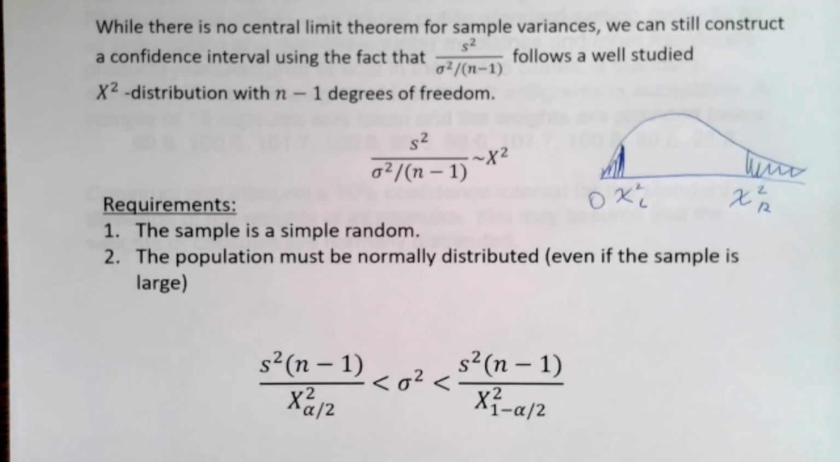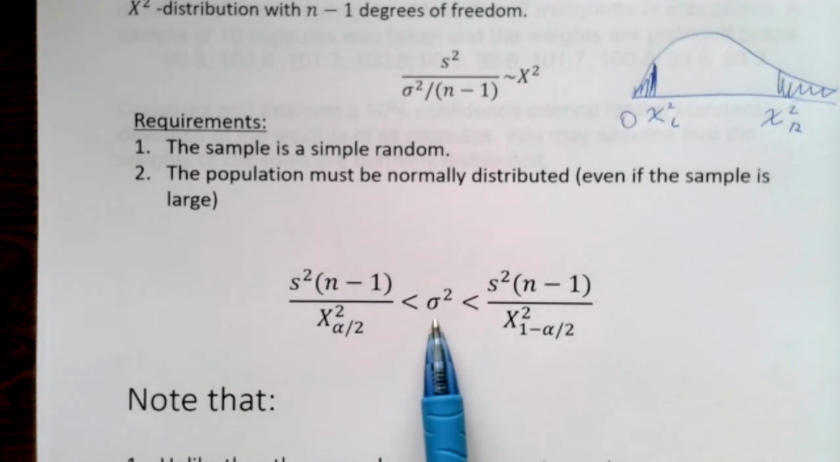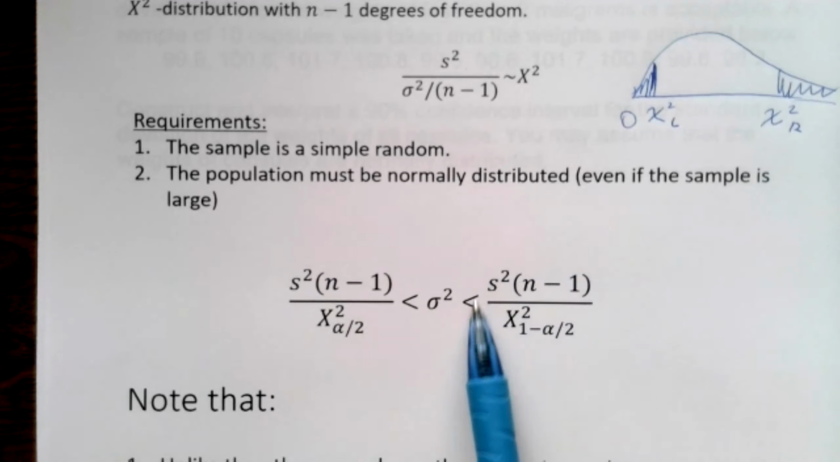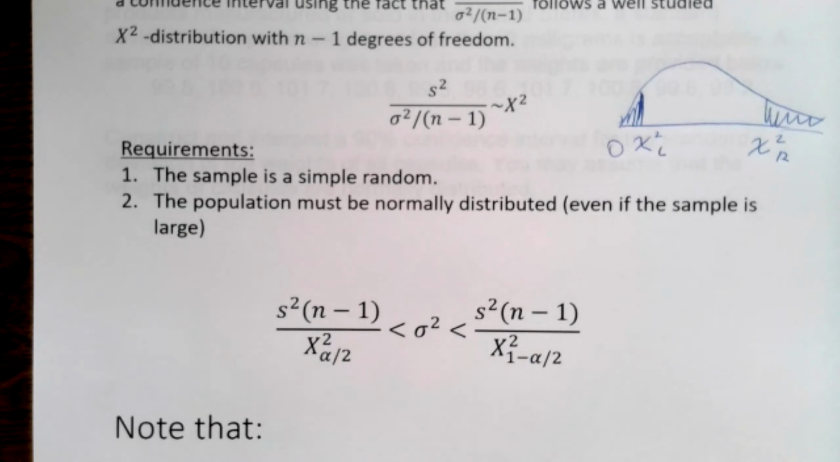And if we have all of these requirements met, then we could estimate our population variance based on this formula. So this would be your left bound, or lower bound, for the interval, and this will be your upper bound for the interval. One more thing I wanted to mention is that if we are asked to estimate population standard deviation instead of variance, we would have to square root all parts of this inequality.